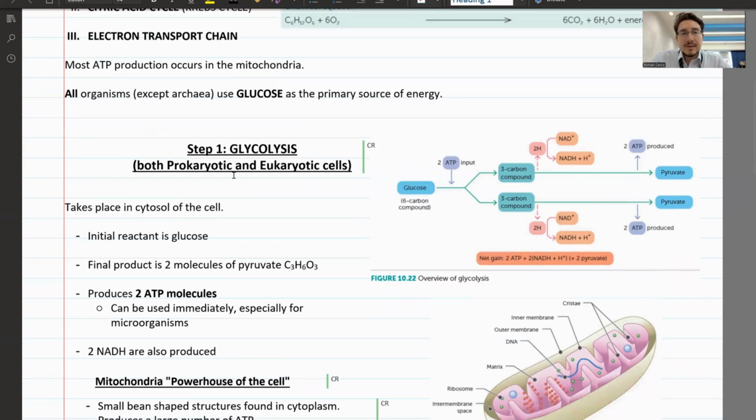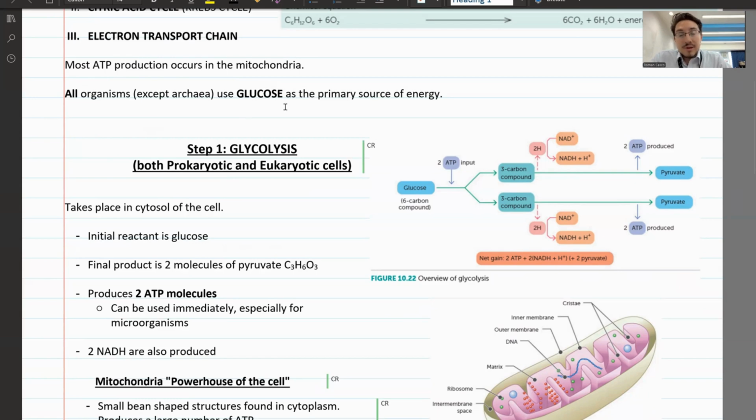And again, the majority of living organisms essentially use glucose as a primary source of energy, with the exception of the archaea group, a type of prokaryote, where you would find them in extreme environments, and they undergo a different type of chemical energy synthesis process, chemosynthesis. But we're going to leave that aside for now.